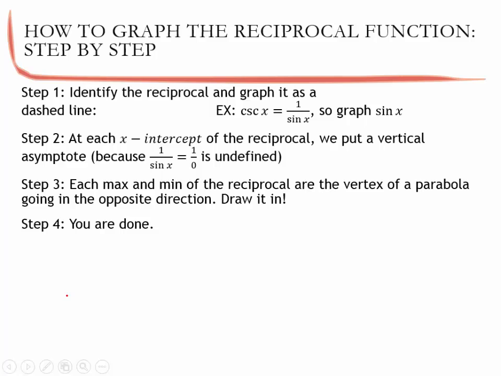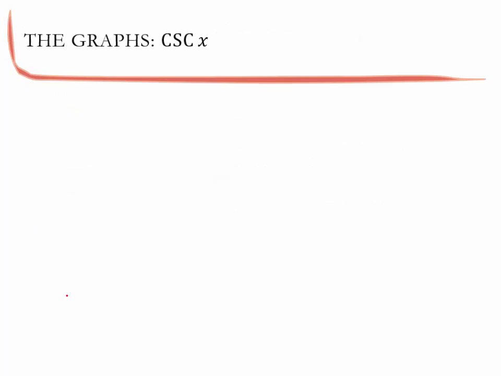Here's your little step-by-step. First, identify the reciprocal and graph that with a dashed line or a different color line. Step 2: at the x-intercepts of the reciprocal, put vertical asymptotes. Whenever that graph crosses the x-axis, put a vertical asymptote. Each max and min of the reciprocal are vertices of the parabola in the opposite direction. And then you draw it. That's all you have to do. So let's do that.